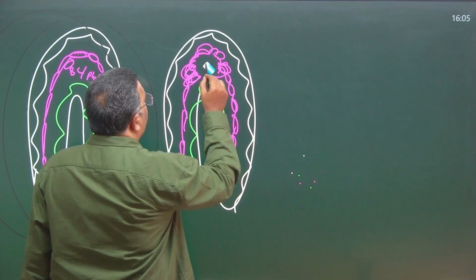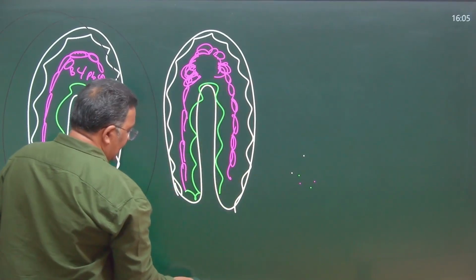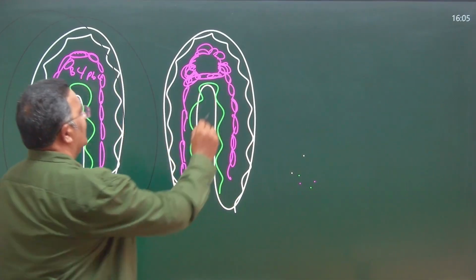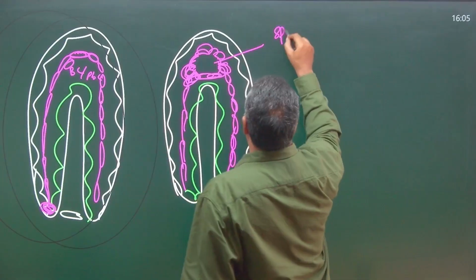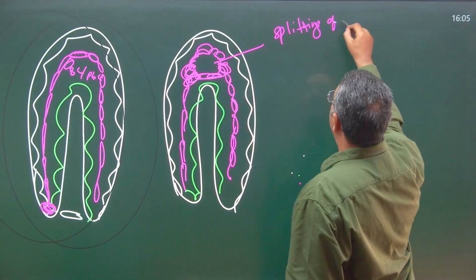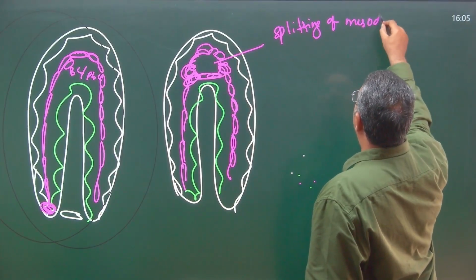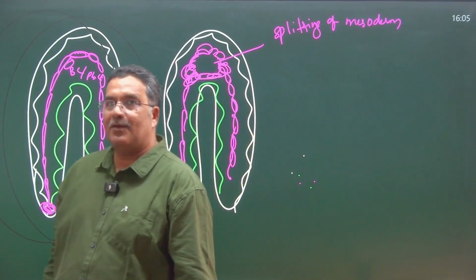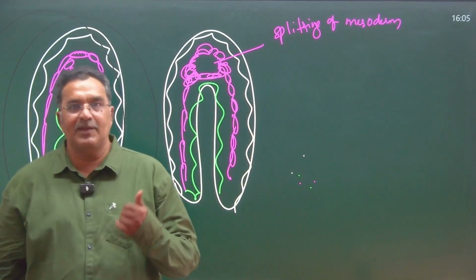See, mesoderm splits. A split happened. We can say this as splitting. Splitting of mesoderm. Do you remember anything here? By knowing this word, where did we use this word in the previous classes? Splitting of mesoderm. Mesoderm divides.